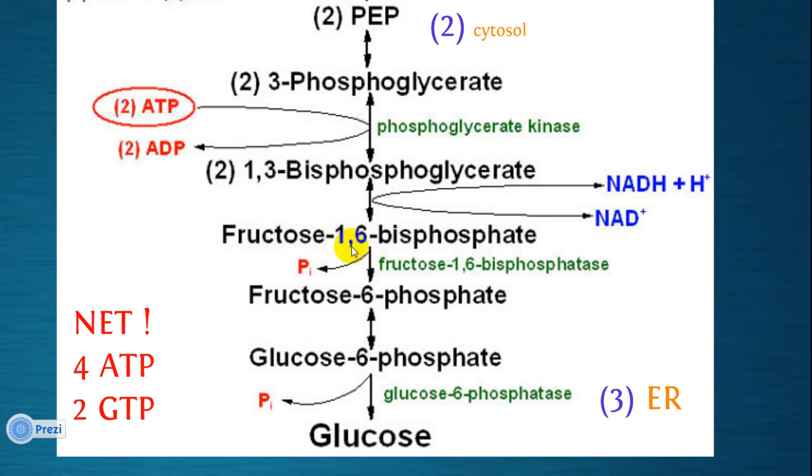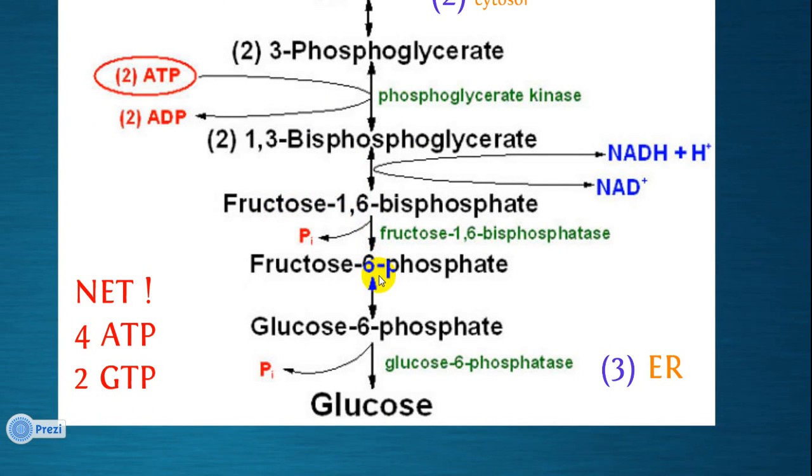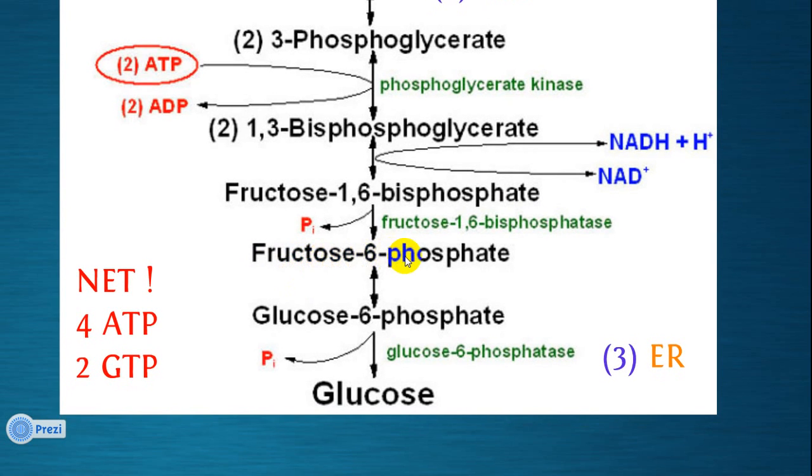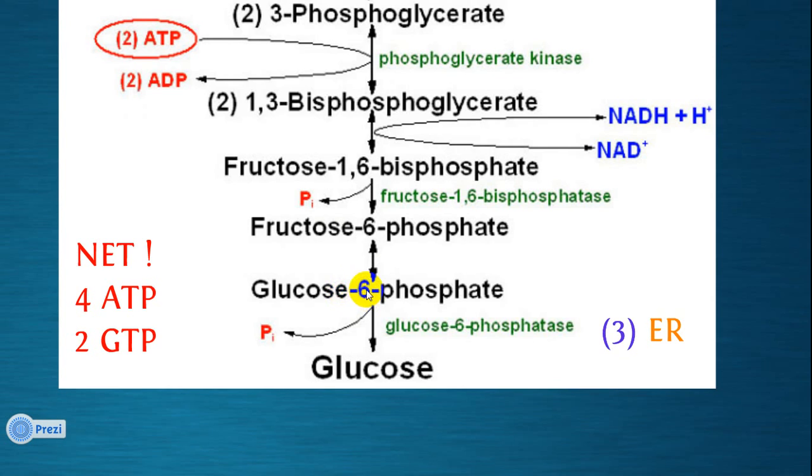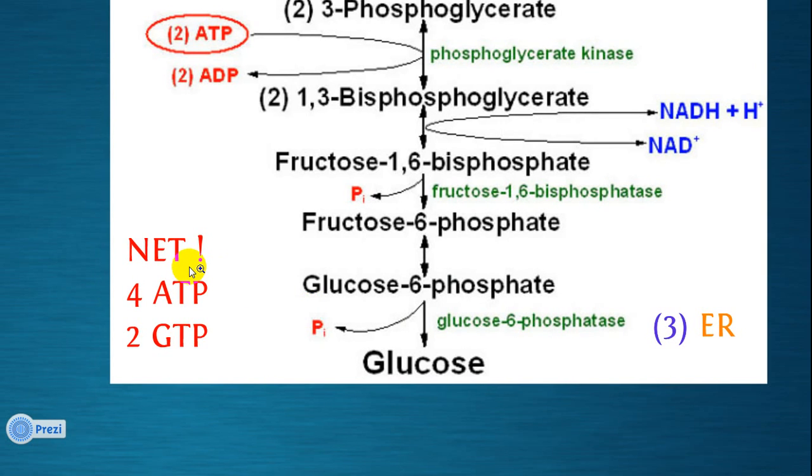1,6-bisphosphate. Now the fructose 1,6-bisphosphate will be changed into fructose 6-phosphate by an enzyme called fructose 1,6-bisphosphatase. Remember that phosphatase is a type of enzyme that will remove a phosphate group. The fructose 6-phosphate will be changed into glucose 6-phosphate. Now the glucose 6-phosphate will be changed into glucose by an enzyme called glucose 6-phosphatase. This last step happens only in the endoplasmic reticulum. Now the final net of this pathway: how much ATP do we need for this pathway? We need 4 ATP and we need 2 GTP.